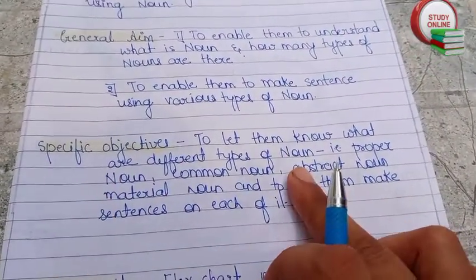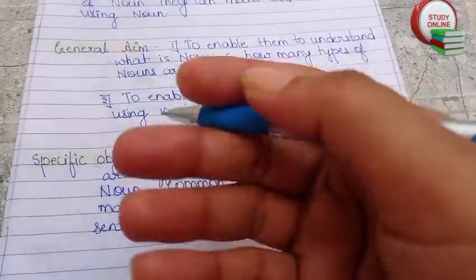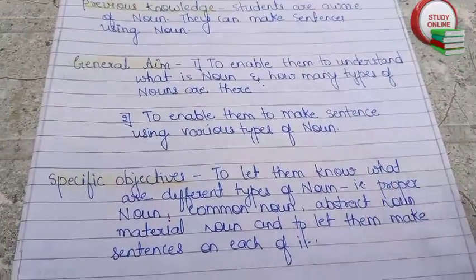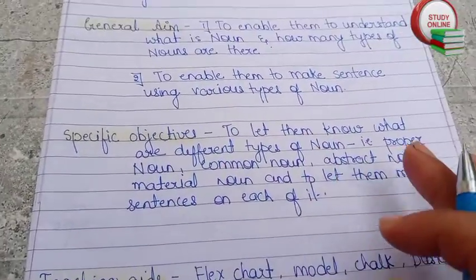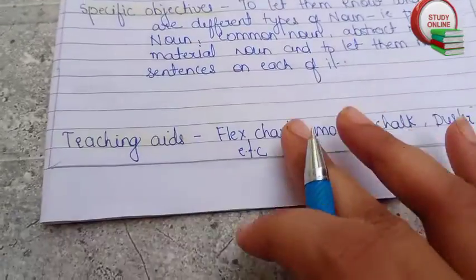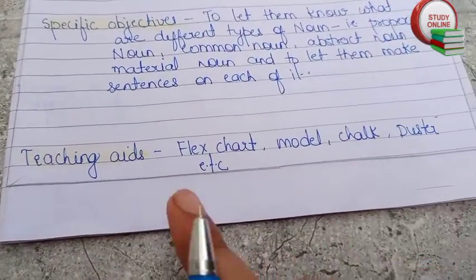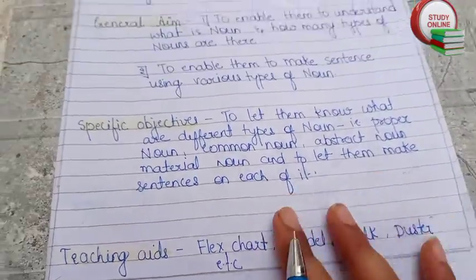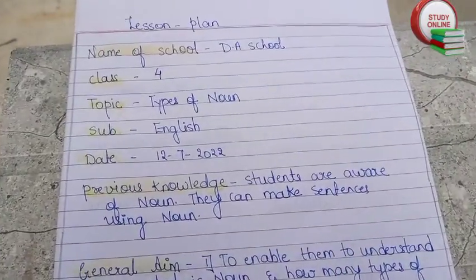Specific objectives: to let them know what the different types of noun are. So we are going to tell them how many types of noun there are: proper noun, common noun, abstract noun, material noun, all this. Here you can see teaching aid. For teaching aid we have to write whatever teaching aid we are going to use while teaching.